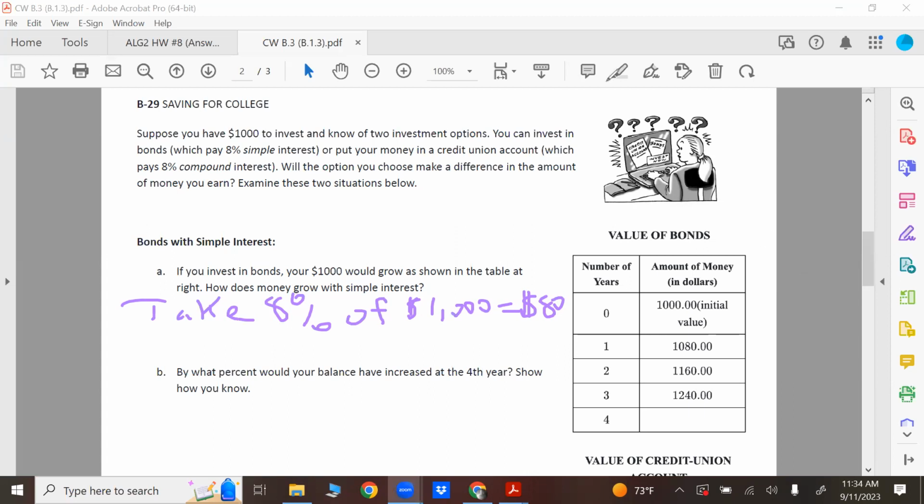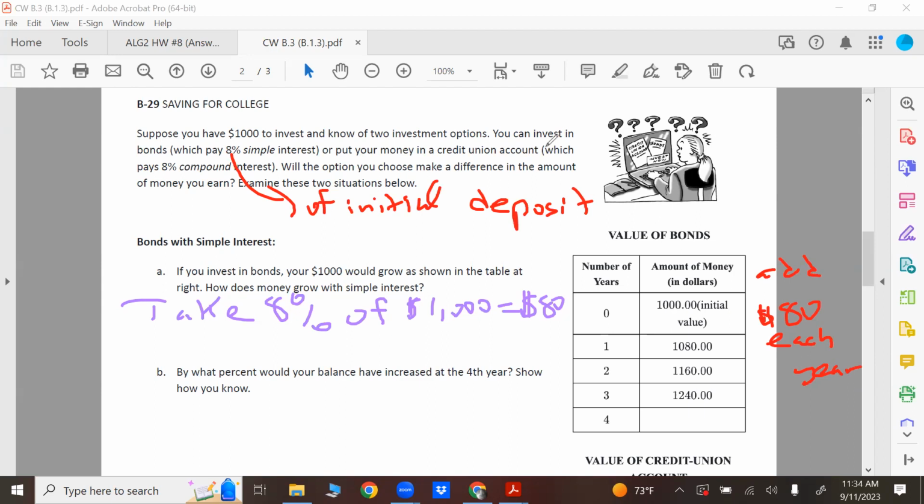Let's switch colors. Should have read these notes beforehand. So you simply add $80 each year. That's all you're doing. So it's 8% of the initial deposit. Yeah, my apologies. I really messed that one up for you guys. So the next value is just going to be 1320. So you just add $80 each year. I already said that.